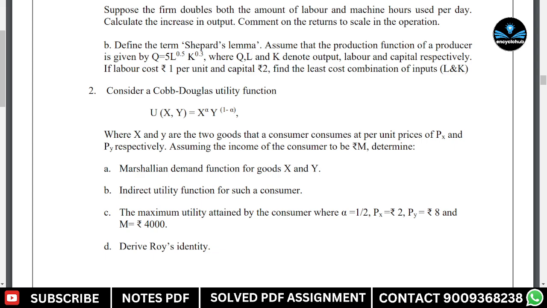Question number 2: consider a Cobb-Douglas utility function, where X and Y are the two goods that a consumer consumes at per unit prices of Px and Py respectively. Assuming the income of the consumer to be rupees m, determine the Marshallian demand function for goods X and Y, and the indirect utility function for such a consumer. Third, find the maximum utility attained by the consumer with alpha equal to 1/2, Px equal to rupees 2, Py equal to rupees 8, and m equal to rupees 4000. And the fourth one is derive Roy's identity.